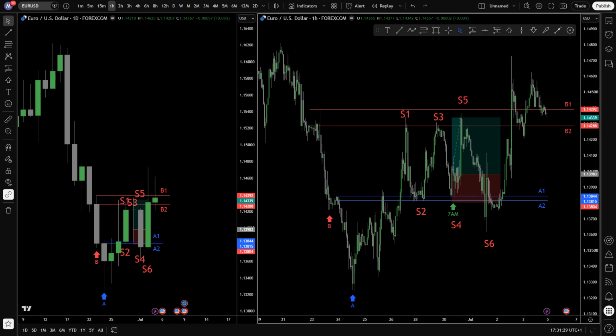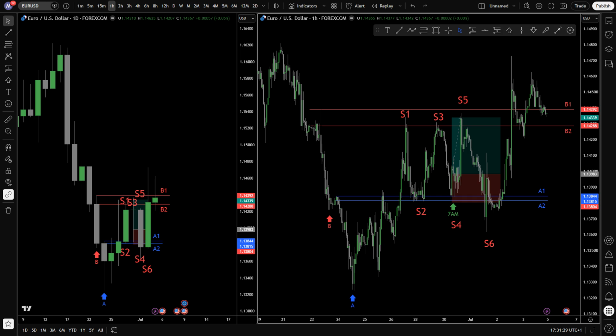Now let's review the long trade I actually took on the 1 hour chart. The entry came on the 7 a.m. candle. It ended up being a winning trade, but after reviewing it, I realized the trade was actually riskier than I first thought. Here's why. Let's go through the swing points from S1 to S6.